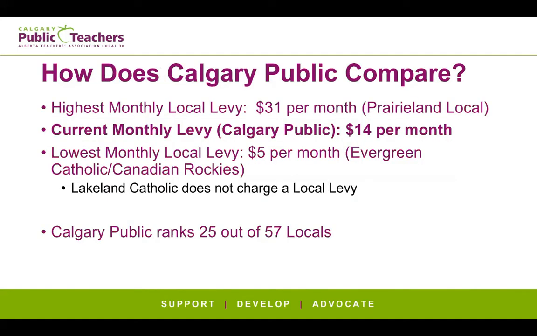In terms of how Calgary Public compares with other locals around the province, we're pretty much middle of the road. We rank 25 out of the 57 locals. And as you can see here, current levy is $14 per month. The highest local levy in the province is at Prairie Land Local at $31, and the lowest local levy is a $5 per month levy in Evergreen Catholic and Canadian Rockies. There is one local that does not charge a levy, and that's Lakeland Catholic.